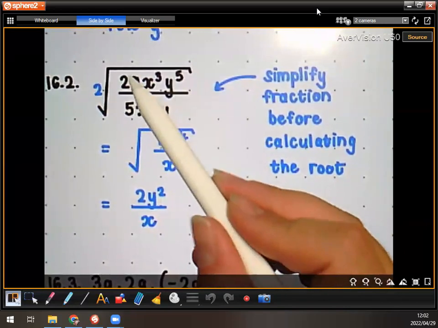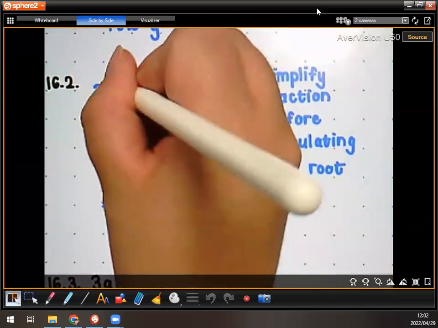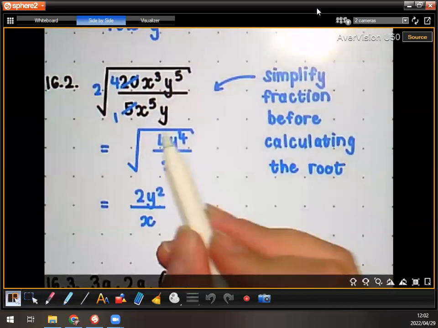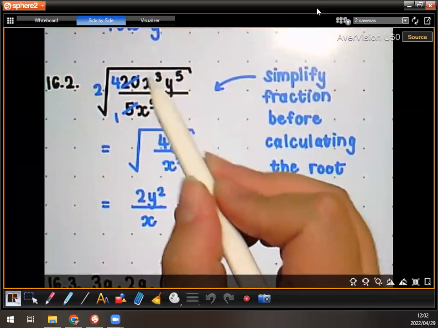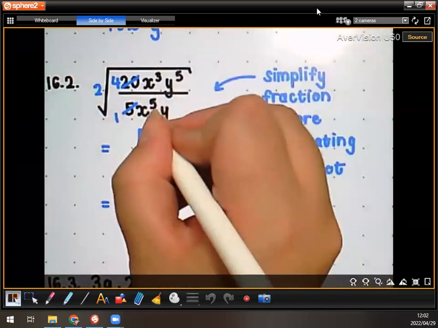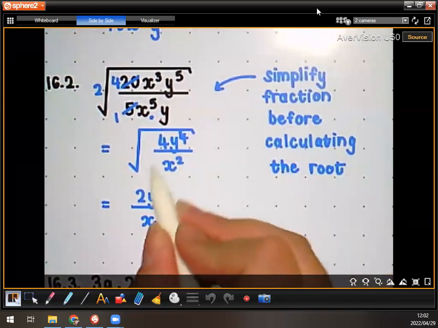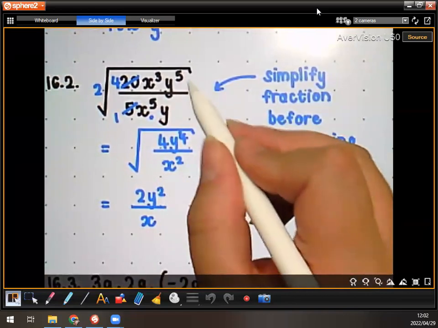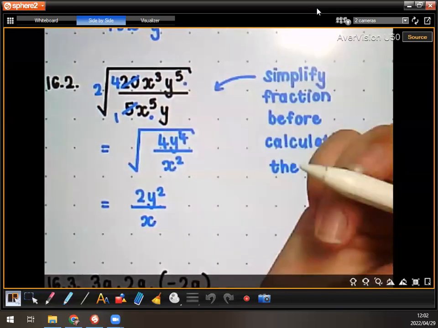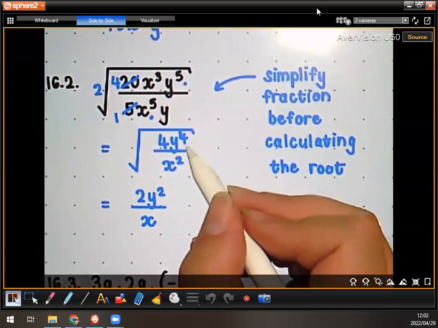Do we agree with that 20 over 5 is 4? Right, 5 goes into itself once and into 20 four times. Okay, that's why the 4 is at the top over here. Now we're looking at the x's. Where do I have more x's, at the top or the bottom? At the bottom, right? 2 more than at the top. That's why I have an x squared at the bottom. Okay, and if we're looking at the y, where do I have more? At the top, right? 4 more. So that's why that should be a y to the 4 in your square root.